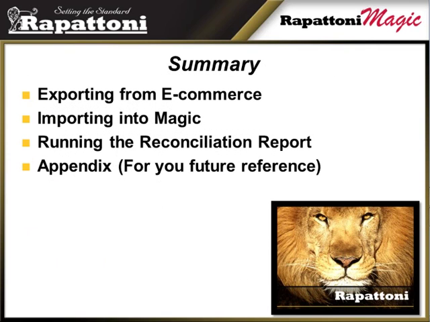Okay, let's summarize what we just covered. The first step in reconciling credit card transactions is to export the individual credit card transactions from e-commerce. Once you've downloaded those files, you import them into Magic. Then you run the reconciliation report, which compares settlement transactions from e-commerce and receipts for Magic. We've introduced you to a whole bunch of new terms today, so we've included an appendix for your future reference.